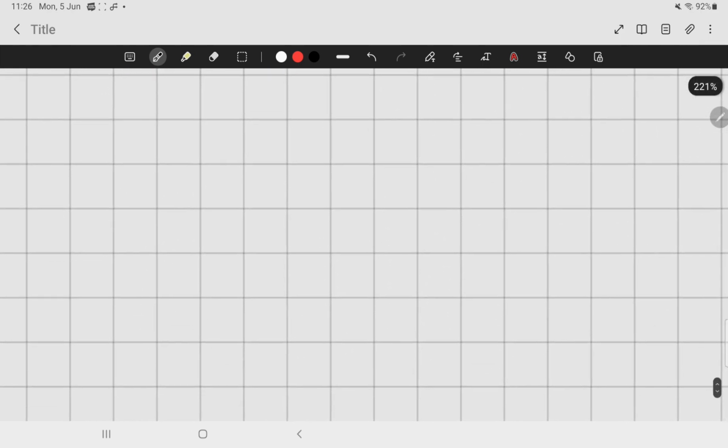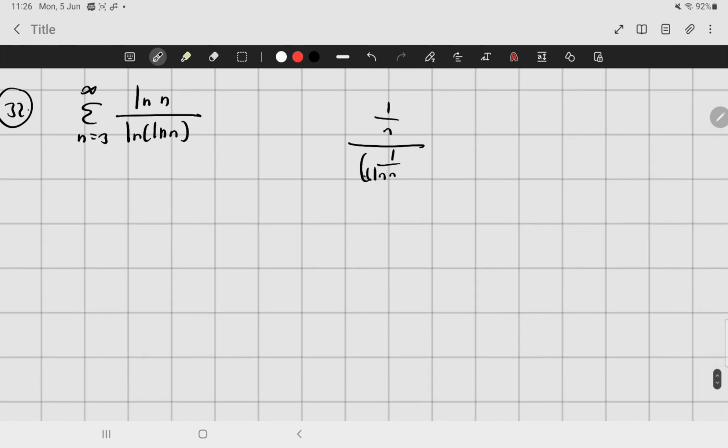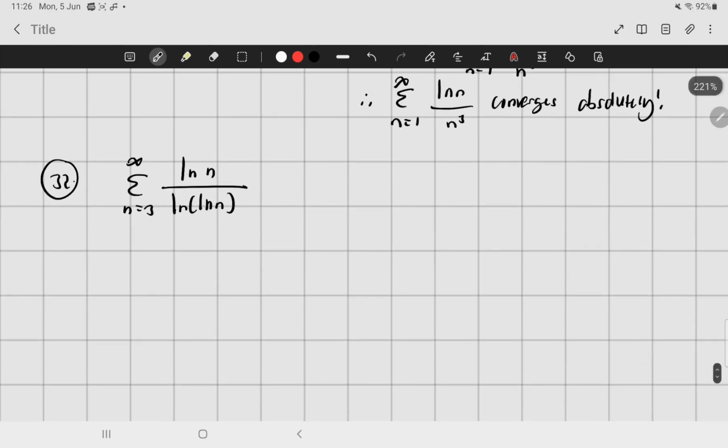Oops, sorry. Oh, log n, n, log n. All right. Okay. It diverges.